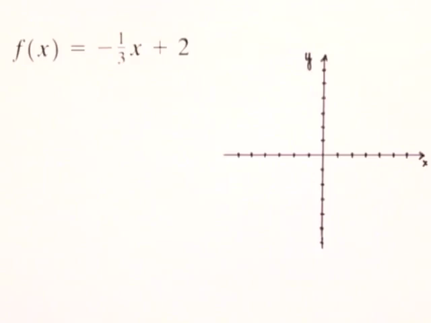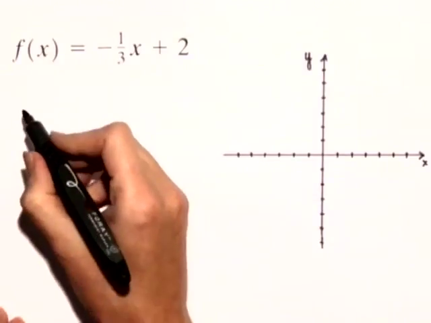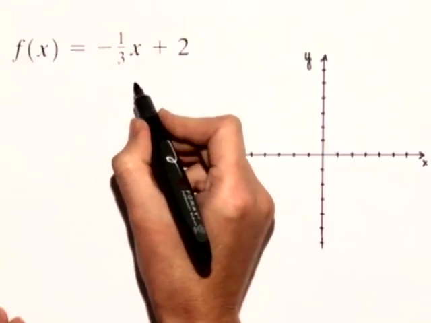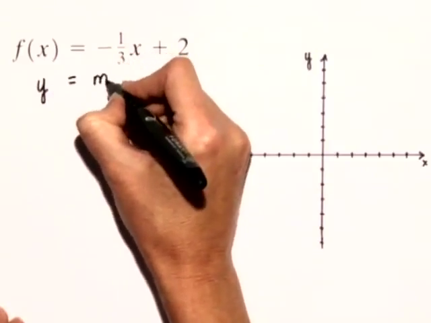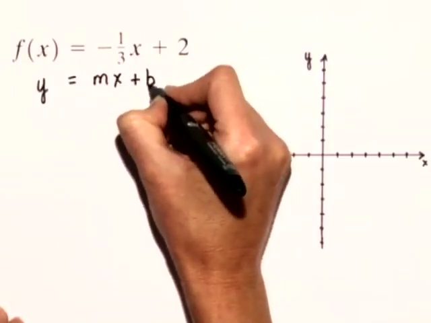For this problem, we'll graph an equation on the xy coordinate system, and then we'll state the domain and the range. We're given f of x is equal to negative 1/3 x plus 2. Now you might remember that this is really a line in the form of y equals mx plus b.